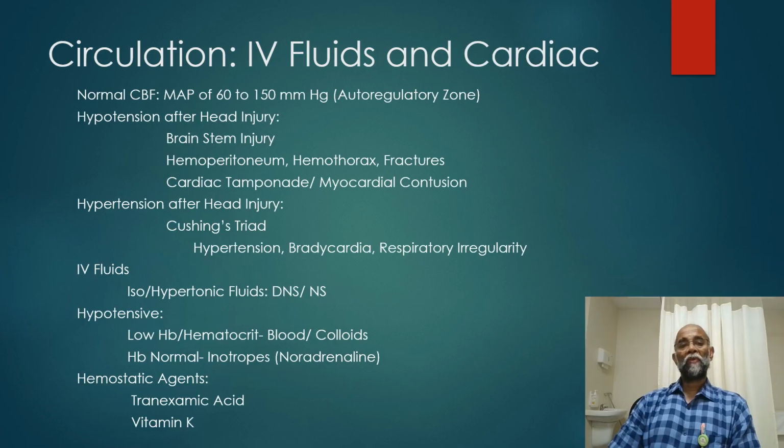The third basic facet of trauma resuscitation in head injuries is the maintenance of circulation. Normal cerebral blood flow requires a mean arterial pressure of 60 to 150 millimeters of mercury. Cerebral perfusion pressure is the difference between mean arterial pressure and intracranial pressure. If the cerebral perfusion pressure falls, then we have inadequate brain perfusion.